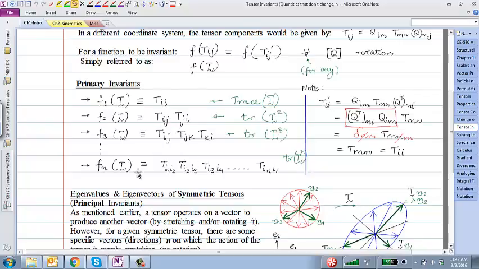And for a general primary invariant, you make sure that the second index of the left tensor is the same as the first index of the right tensor, and you keep on doing that sequence, and finally make sure that the last index is the same as the first index up here. So the result of all of these invariants is a scalar. And of course, the good thing about invariants is that no matter which coordinate system you use, the result of this calculation in any coordinate system would be the same scalar.